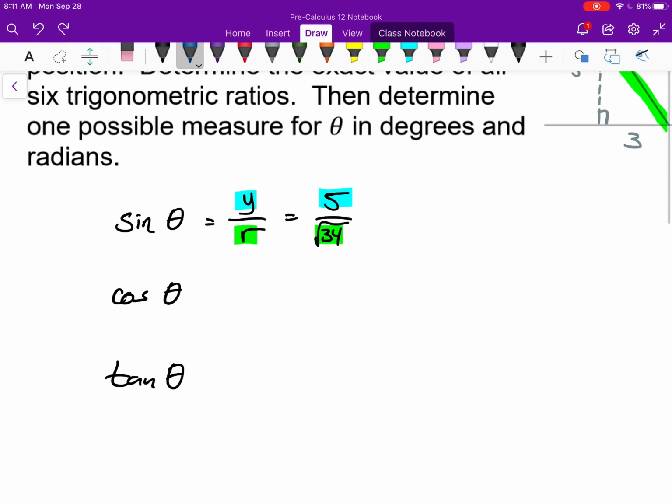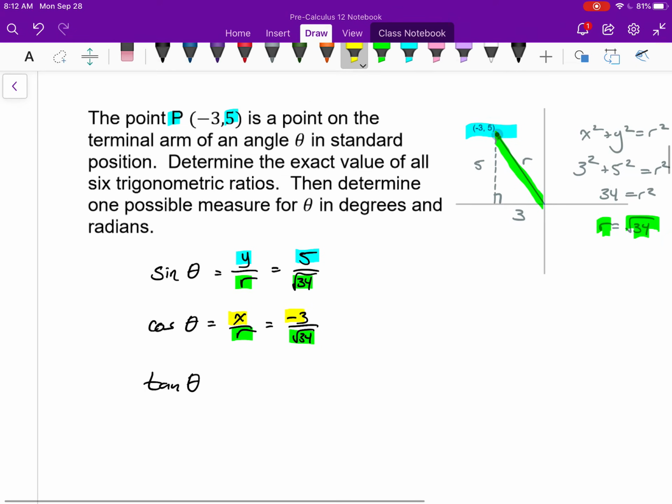We'll get there. Cosine. Cosine is x over r. So the x coordinate is -3, so it's -3 over root 34. Notice that the cosine of this angle is negative, which we saw from before is always going to happen in the second quadrant. And tangent is y over x. So in this case, it's 5 over -3, or I'm going to write it as -5/3, same thing. Again, tangent is always going to be negative in the second quadrant.